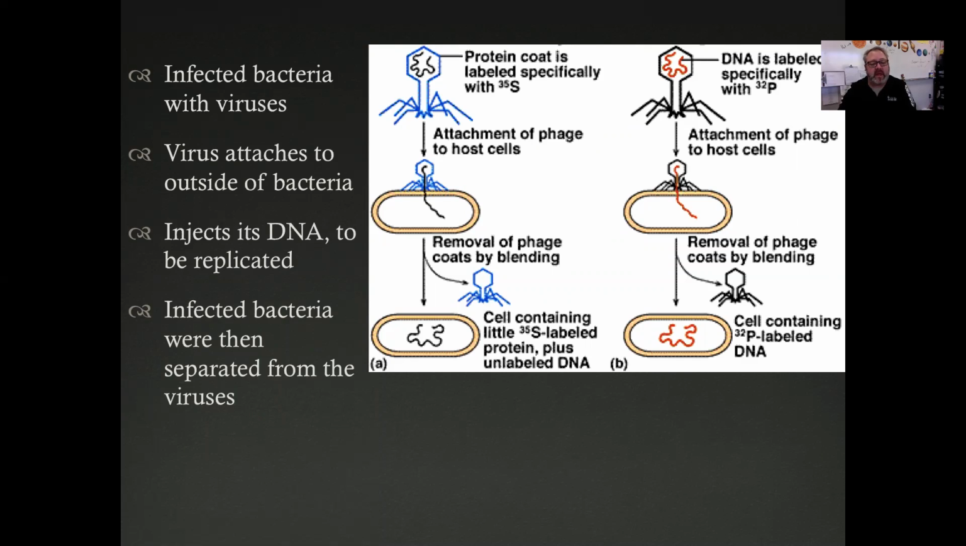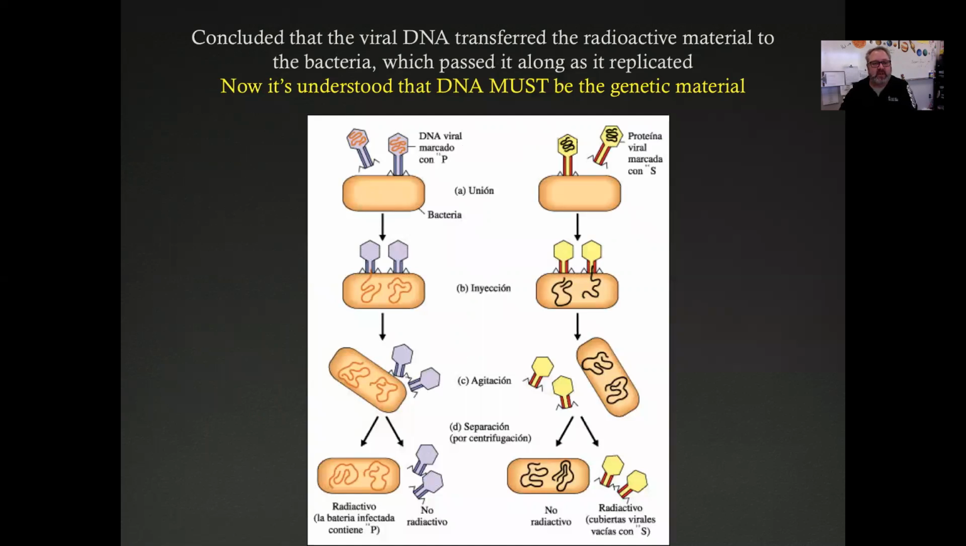So the infected bacteria then, after they do this with both the sulfur and the phosphorus, they infect the bacteria, and then they separate the viruses from the bacteria, and they can do that because viruses don't weigh as much, so to speak, and so they can separate them relatively easily. What they figured out from that was that DNA was the radioactively labeled molecule that was then passed on from generation to generation, okay?